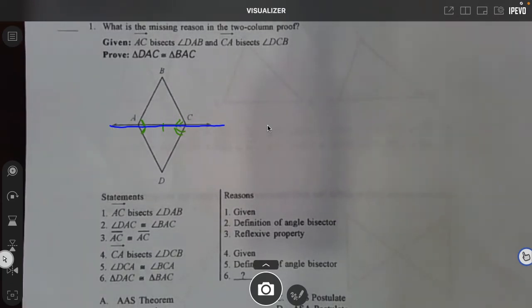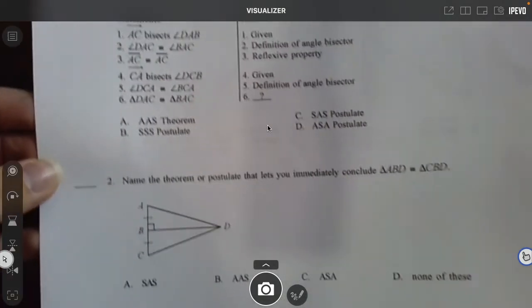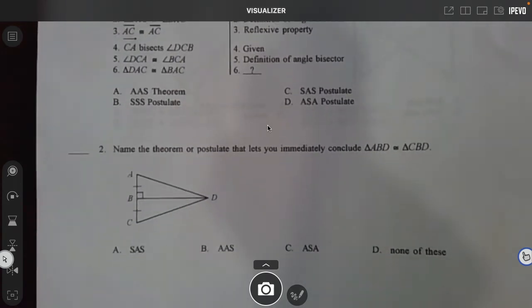Does that make sense, y'all? But you need to mark on your paper what they're telling you in the proof. Okay, number 1's done. Moving along. All right, number 2 is just asking the reason.